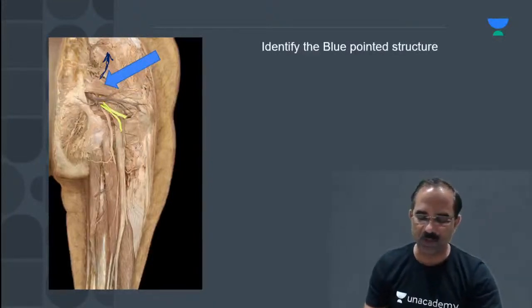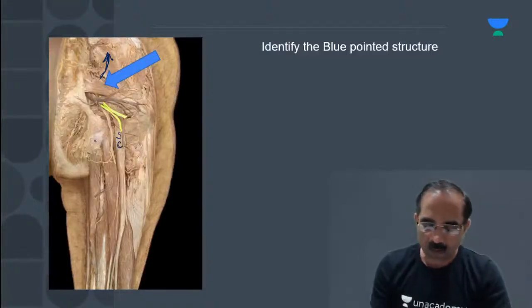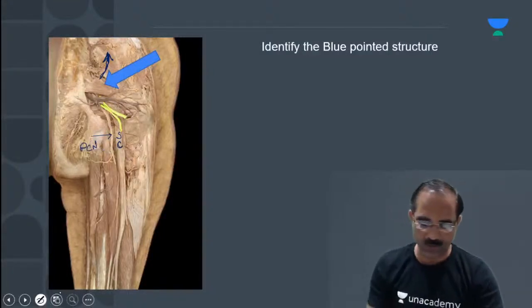Waddling gait. Perfect. Okay, so what is this nerve which emerges at the lower border of piriformis? That's the sciatic nerve. And what is this nerve? That's the posterior cutaneous nerve of thigh.